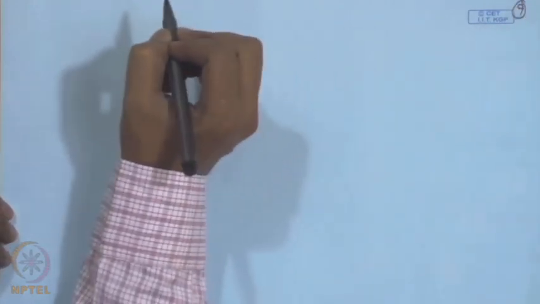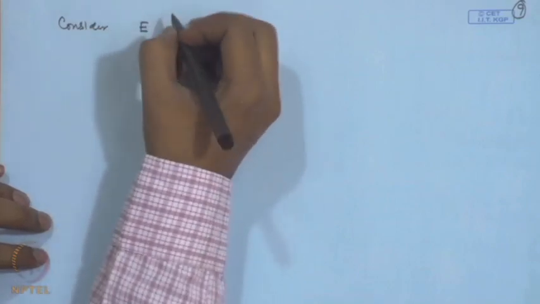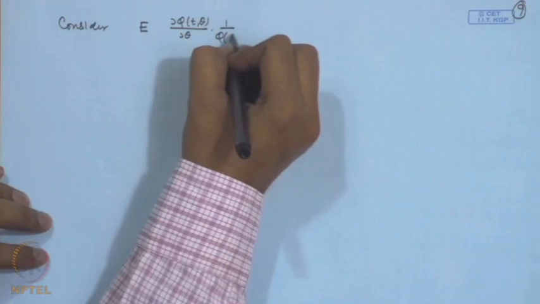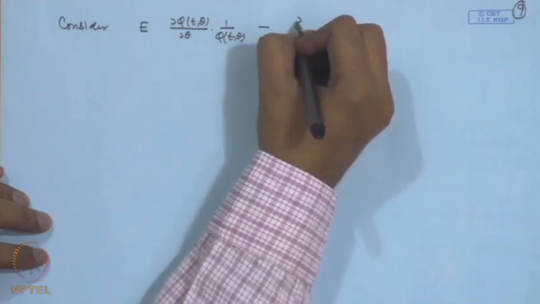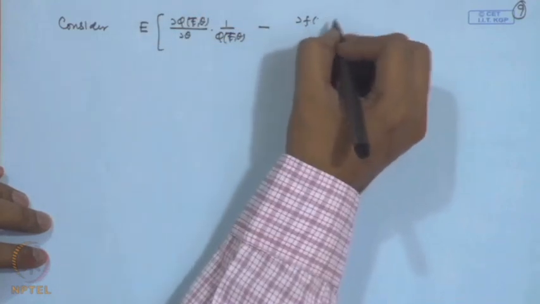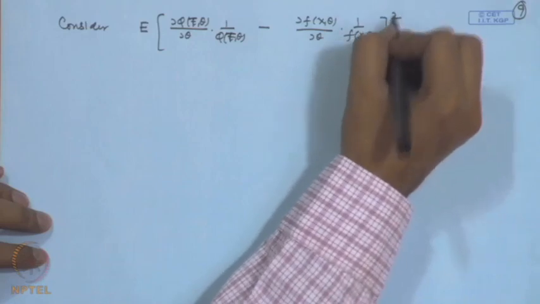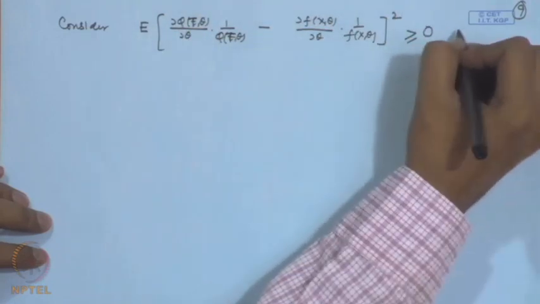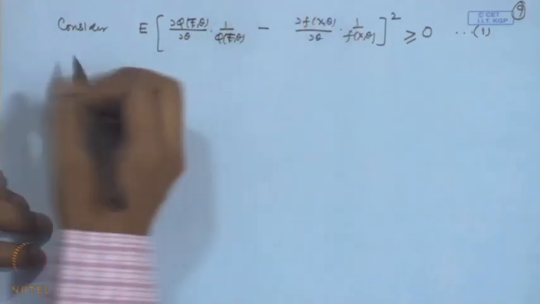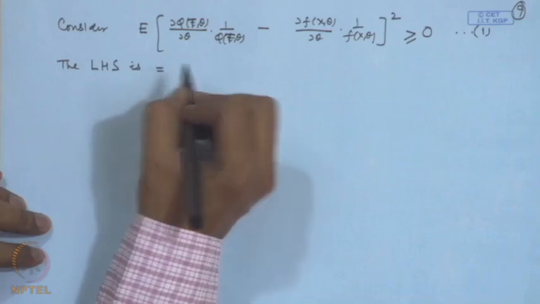Let us look at the proof of the second part. So, consider here the expectation of (del phi by del theta times 1 by phi(t, theta) minus del f ...), and this should be capital here because we are considering expectation. So this term is going to be greater than or equal to 0 because this is a perfect square term here. Now, let us expand the left hand side. The left hand side is equal to, now you expand this.